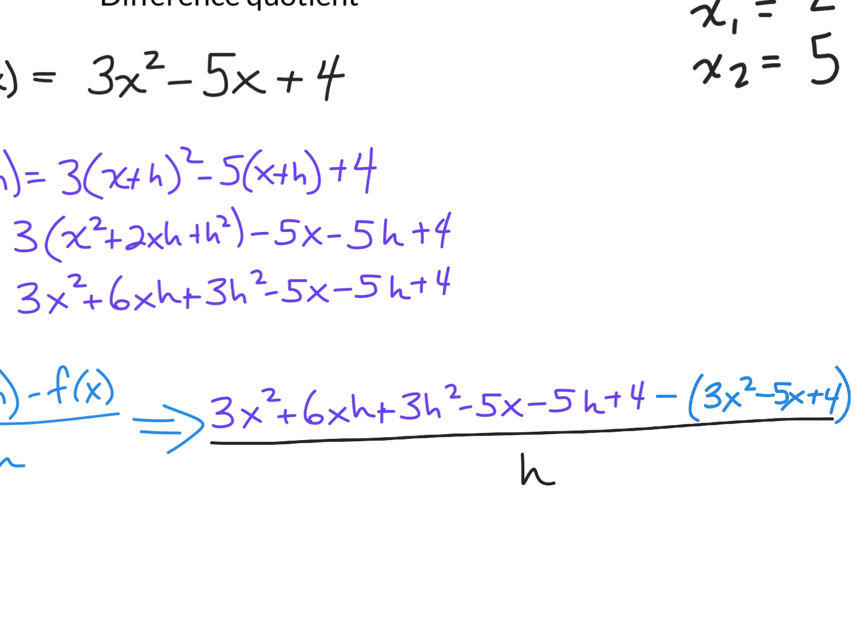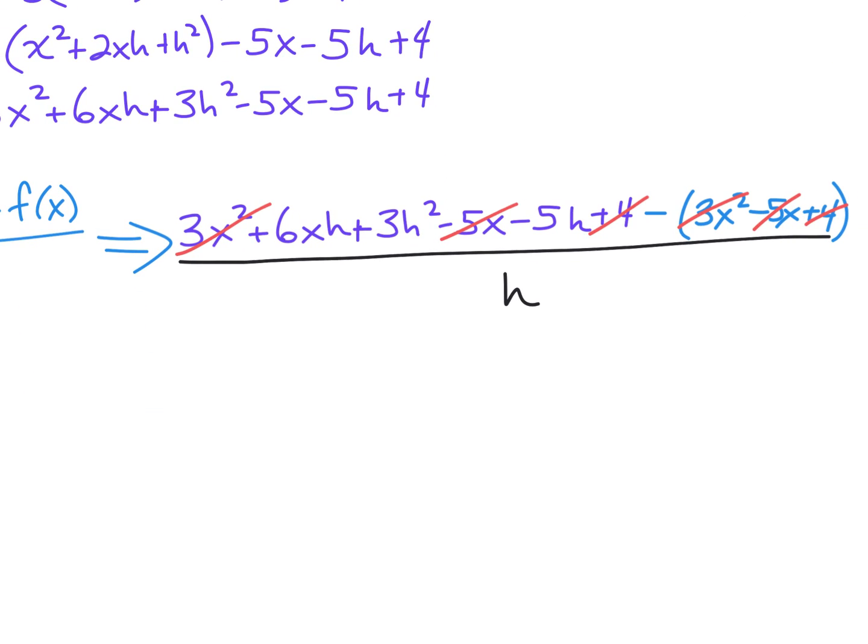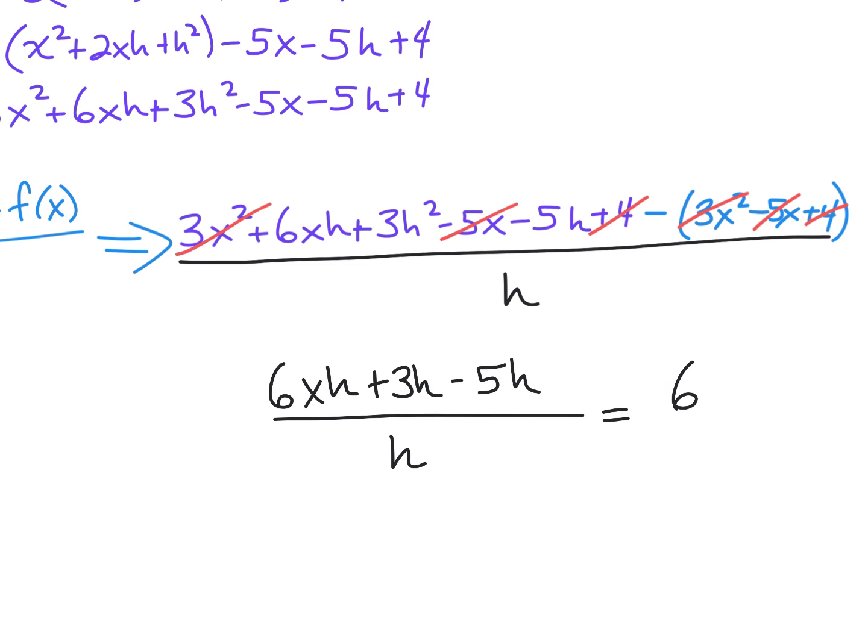Now we're going to simplify our numerator as best we can. 3x squared minus 3x squared will cancel. Negative 5x minus negative 5x will also cancel. And 4 minus 4 will cancel. That leaves us with a difference quotient of 6xh plus 3h squared minus 5h, all divided by h. Notice that the h exists in all of our terms, so we can divide it out. And our simplified form will be 6x plus 3h minus 5.